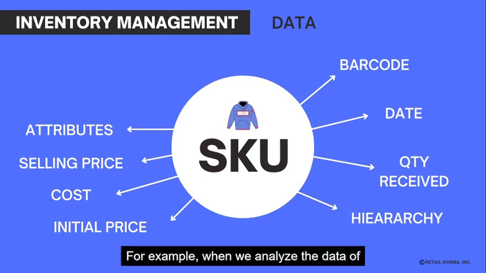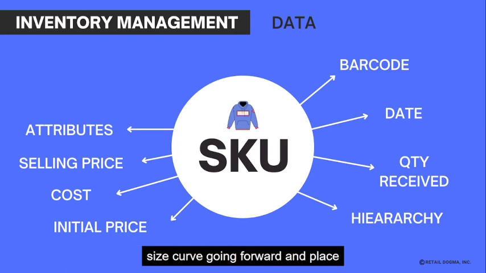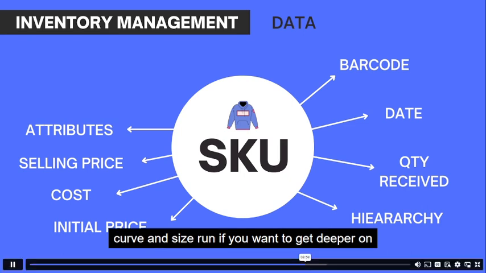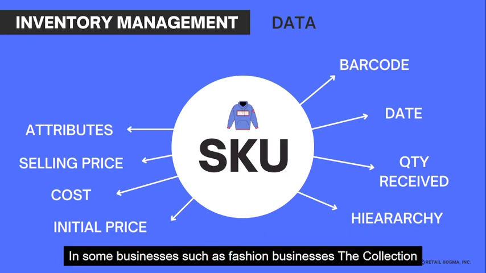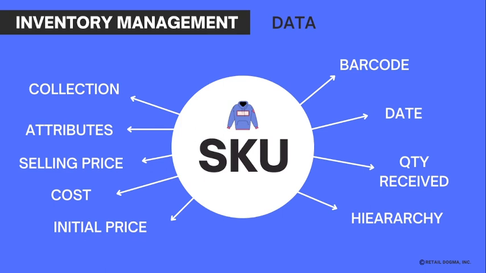For example, when we analyze the data of the sizes sold last season, we will be able to optimize our size curve going forward and place our orders accordingly. I'm going to leave links to articles on size curve and size run if you want to get deeper on that. In some businesses, such as fashion businesses, the collection or season the item belongs to is also recorded on the system when it first arrives. This helps us while planning for markdowns and also for store display.